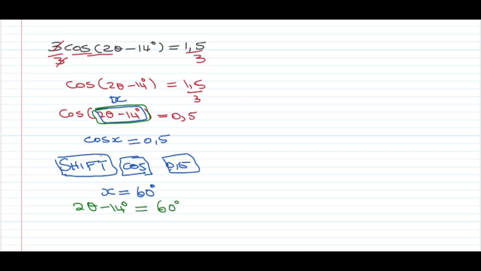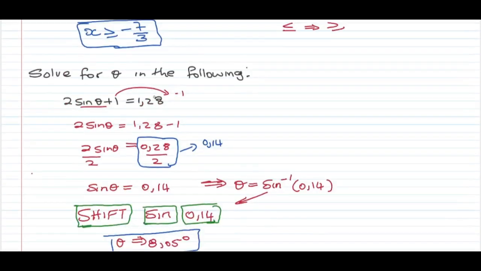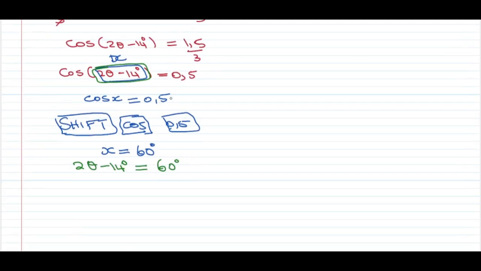Now the aim is to solve for theta. The question said solve for theta. To solve for theta, I need to take the 14 to the other side, and the sign will change. So 2 theta minus 14 equals 60 degrees. The 14 goes to the other side to be positive.